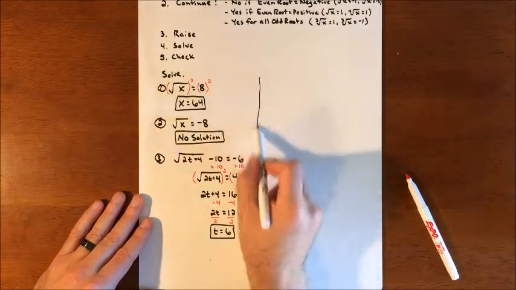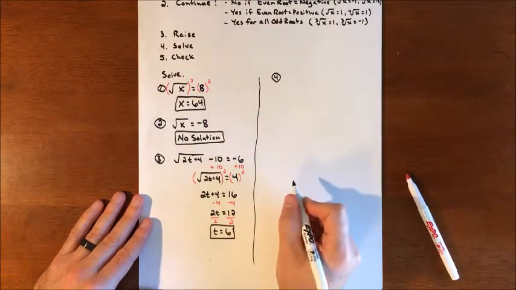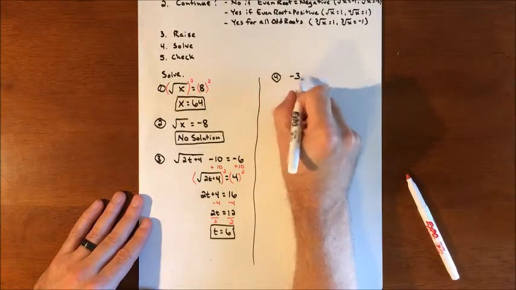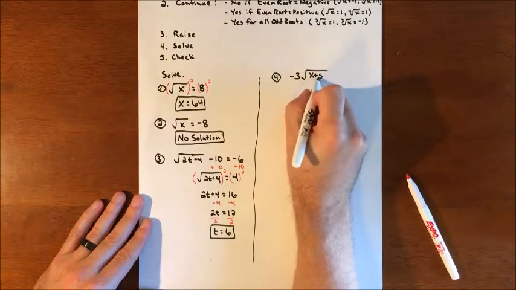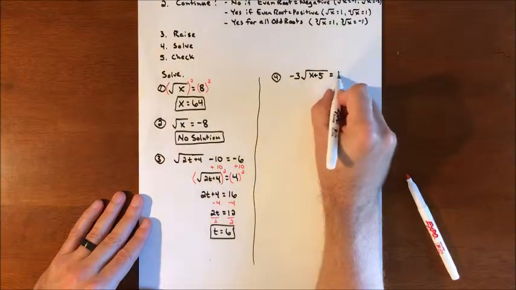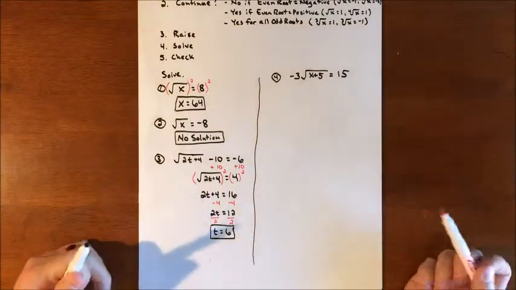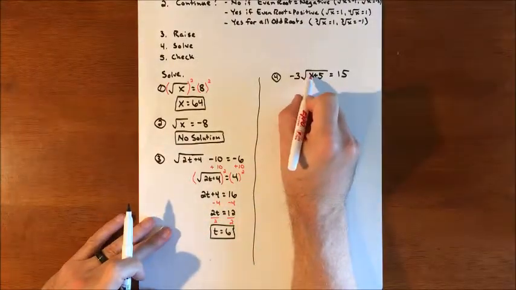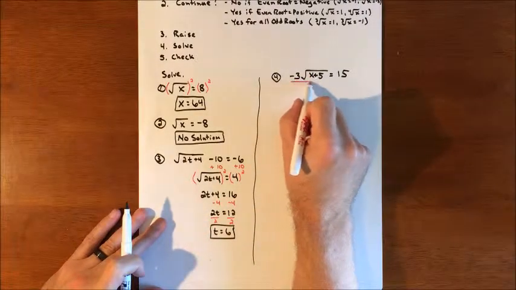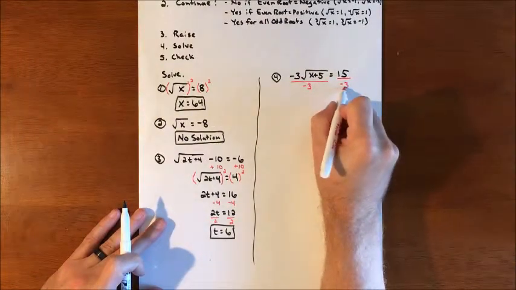All right. Next problem. So for number 4, let's say we have negative 3 times the square root of x plus 5 equals 15. All right, first question always is, we need to isolate. Do we have it isolated? No. So we need to get rid of this multiplication on our radical. So to undo multiplication, we're going to divide both sides by negative 3.